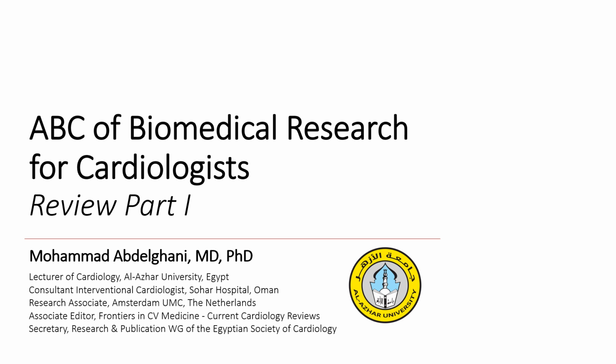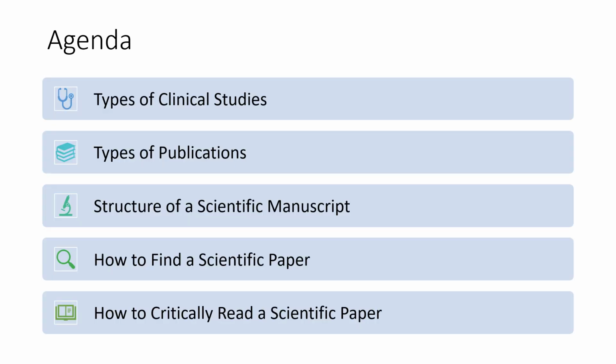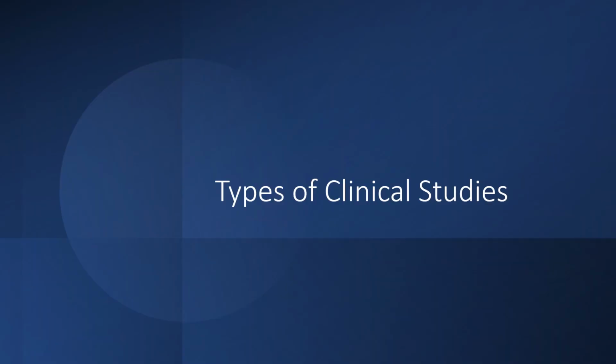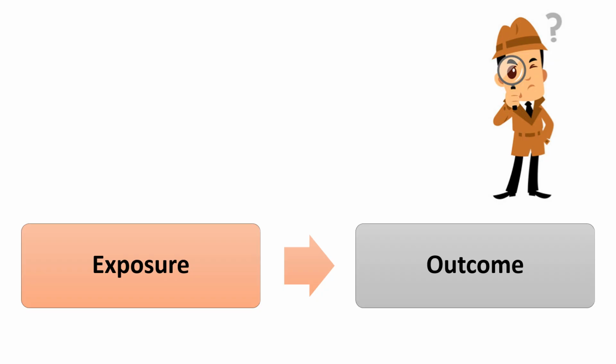This is the first part of the review of the course on ABC of biomedical research for cardiologists. The topics we are going to cover today are types of clinical studies, types of publications, structure of a scientific manuscript, how to find a scientific paper, and how to critically read a scientific paper. Let's start with types of clinical studies.